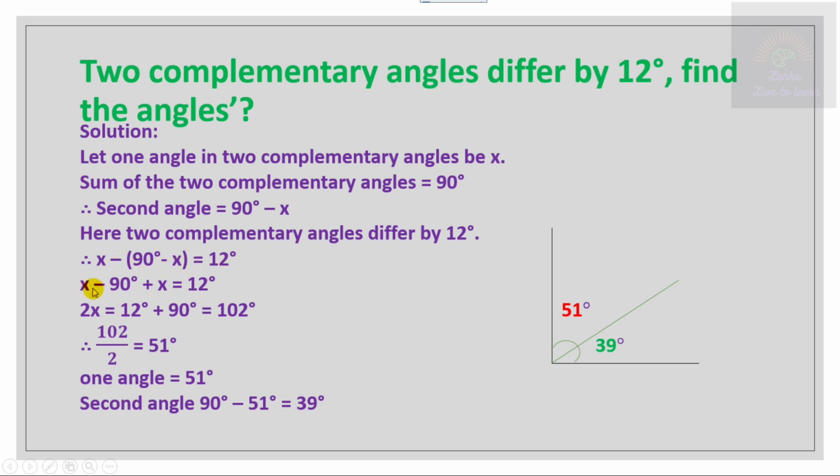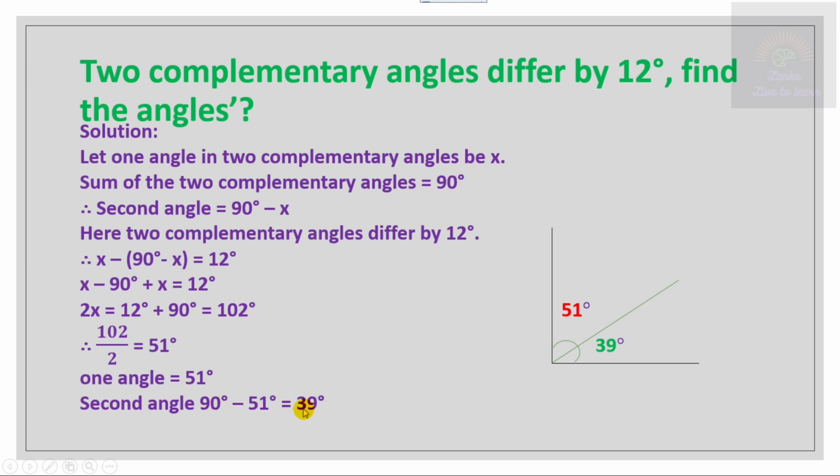Here minus of 90, minus of minus, it will be plus x. So x plus x, 2x minus 90. If you transpose, it will be plus 90. So 90 plus 12, 102. Here 2 is there. If you transpose that, x is equal to 102 by 2, that is equal to 51 degrees. So one angle is 51. What is the second angle?